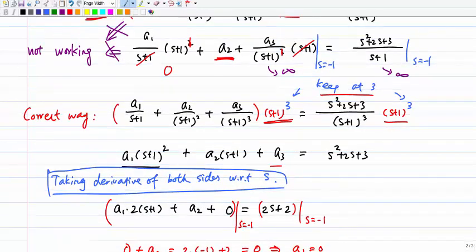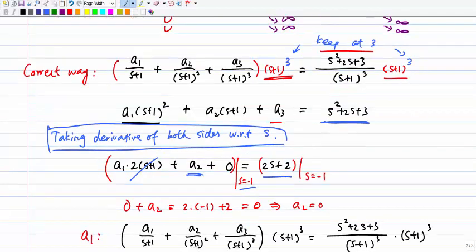So I'm going to take a derivative of both sides. To take a derivative, first I get a1 times 2 times (s plus 1), plus a2, since the derivative of s plus 1 with respect to s is just 1. So I have a2, and this derivative gives us 0. Of course you can do the same thing on the right hand side. Now I'm going to set s equal to negative 1. The reason is that this term will be gone because s plus 1 is 0, and only a2 is left.